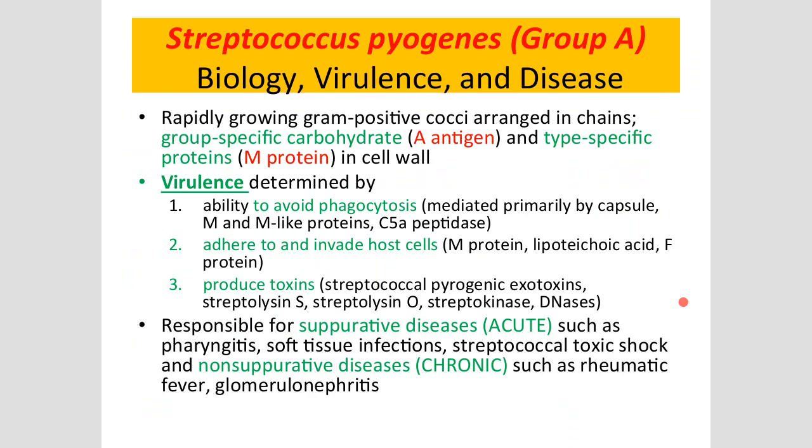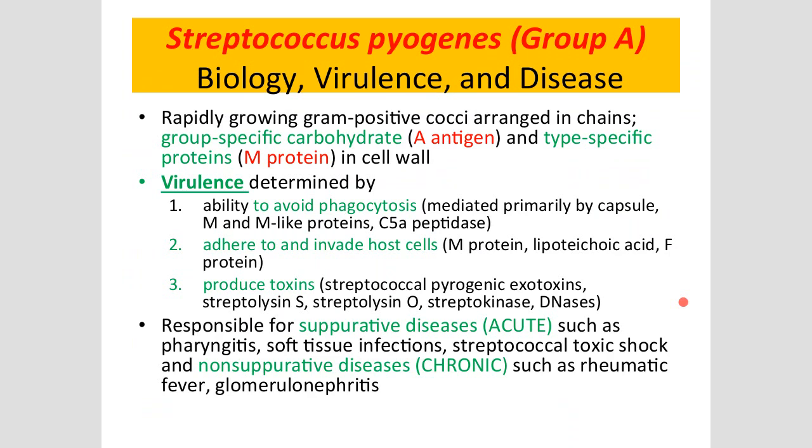Now, it's a very rapidly growing gram-positive cocci, and it is called A because it has a carbohydrate antigen A, and a type-specific protein which is called M protein. If you remember your earlier lecture, M protein was considered an adhesive protein. That was the protein that anchors to the epithelium of the throat. As far as virulence is concerned, why is it so damaging? Why is it so pathogenic? The reason is that it avoids phagocytosis.